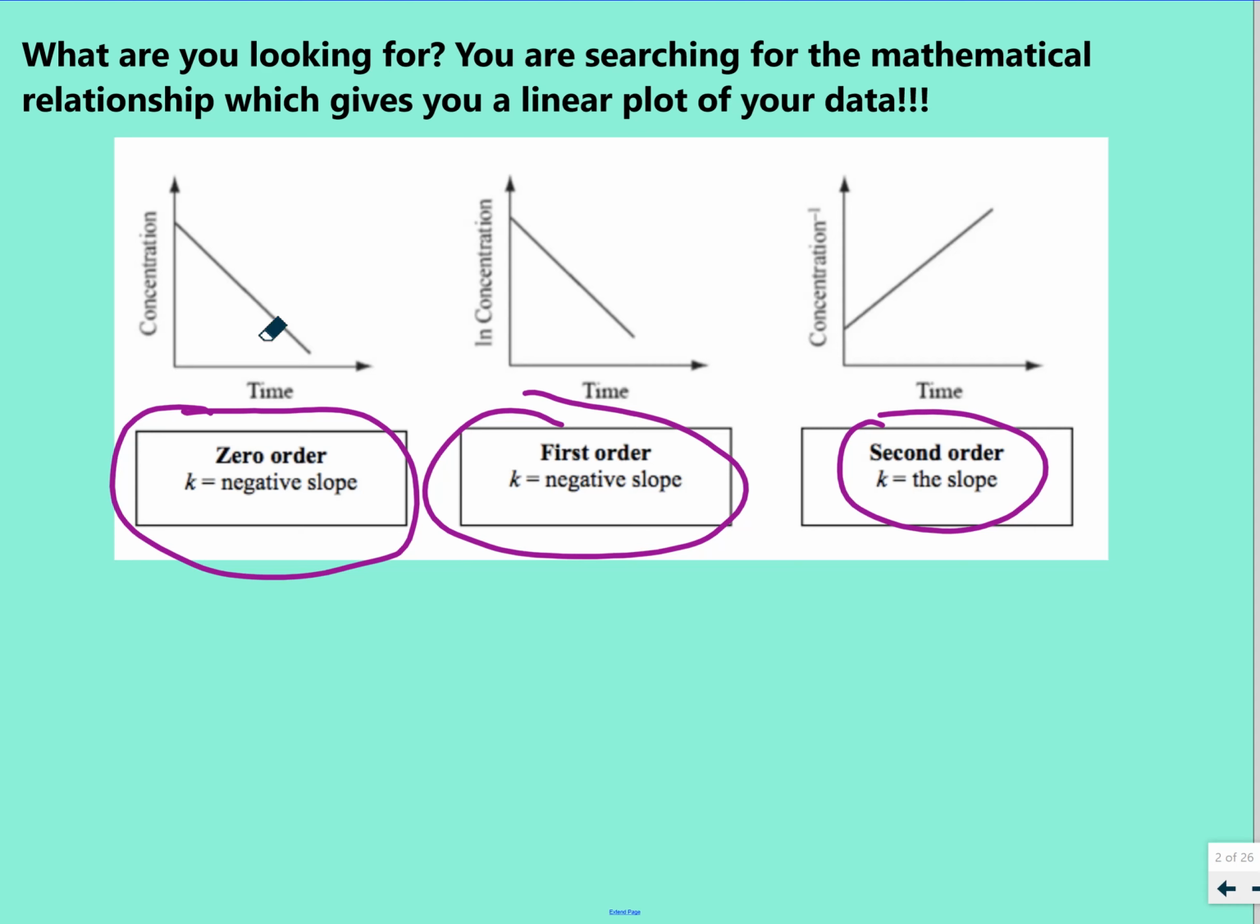So concentration versus time, if it's straight, then you know it's 0 order. Your k is just negative the slope. If ln of concentration versus time is a straight line, then you know that it's first order, and the slope is negative k of whatever that graph is. And then if you do 1 over the concentration as a straight line, then you know that it's second order, and the slope of the line is just k.